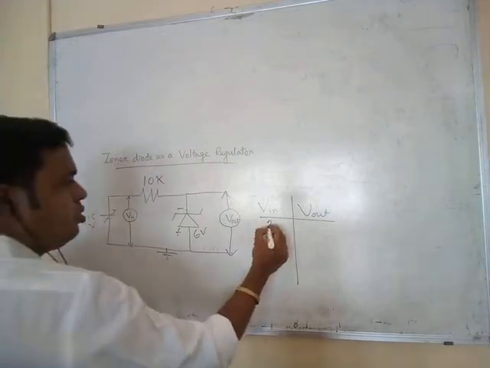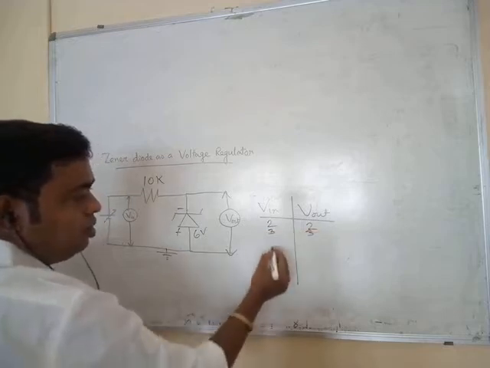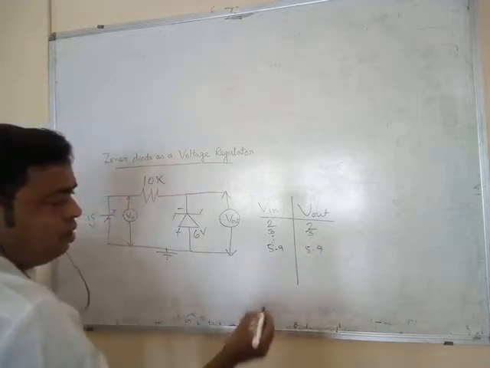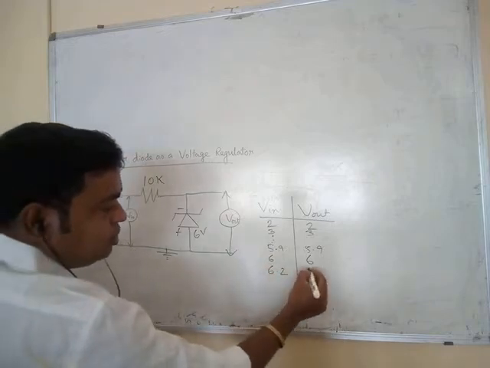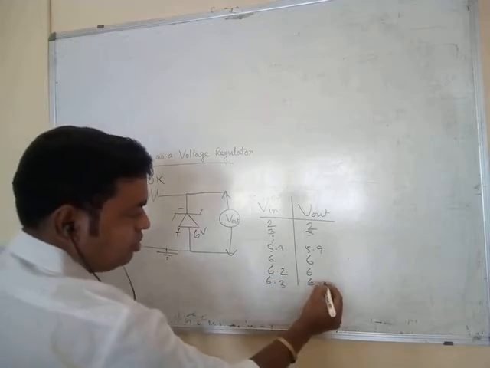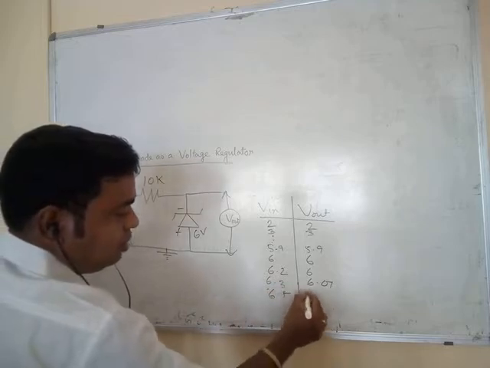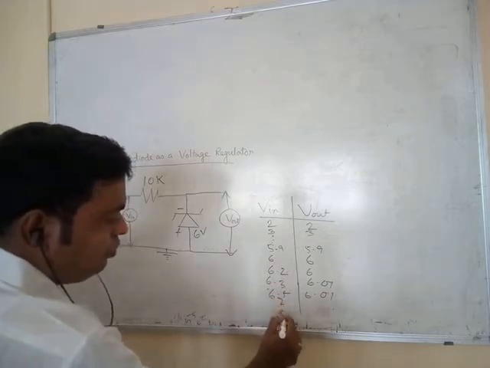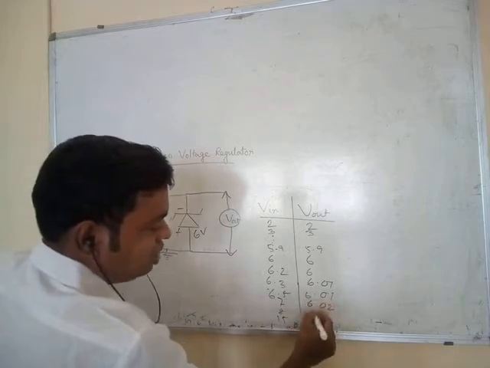For 2 volt we get 2 volt at output. For 3 it is 3. Up to 5.9 it is 5.9. Then suppose for 6 volt it is 6. For 6.2 it is 6 also. For 6.3, suppose it just changes to 6.01, then for 6.5 it remains the same at the output, then 7, 8, going up to 15. The value of the output voltage will be the same. That may be 6.02 or 6.03 maximum.